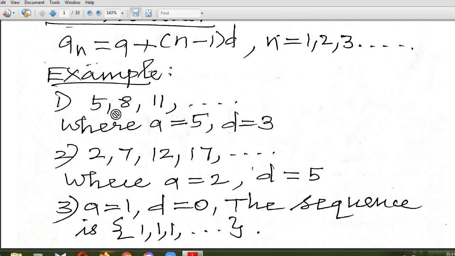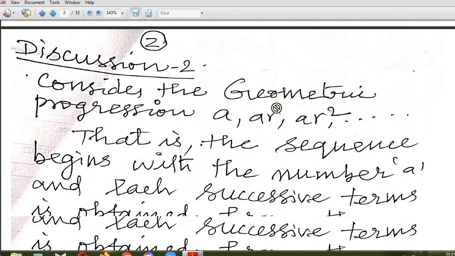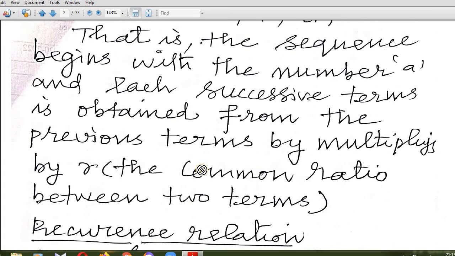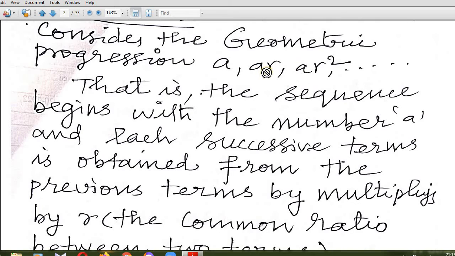Example I have given: 5, 8, 11, where the initial element is 5. The next successive elements are obtained from the previous elements by adding the common difference 3. Another discussion was on geometric progression, where the first element is A, and the remaining elements come by multiplying by the common ratio R: A, AR, AR square, AR cube, like that.